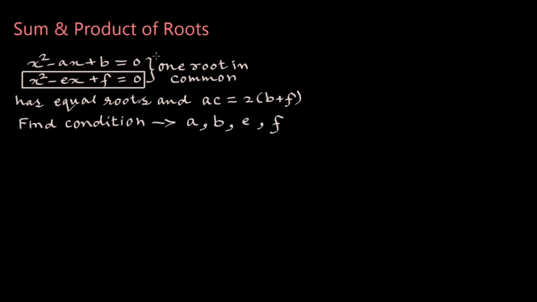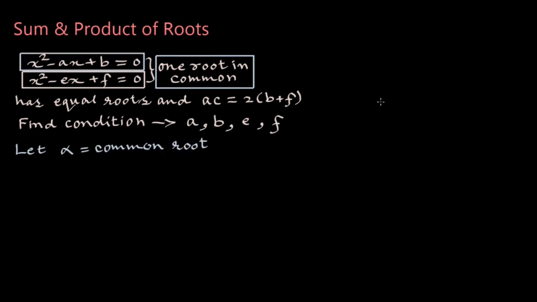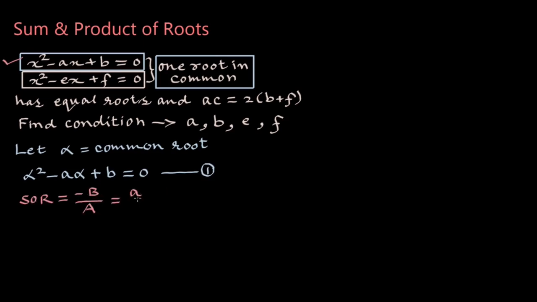According to this condition, let alpha be the common root that will satisfy the first quadratic equation. So we can write alpha² − a alpha + b = 0. We name this 1. Now for this first quadratic equation, the sum of roots is −b/a, which is a/1, and the product of roots is c/a, that is b/1.